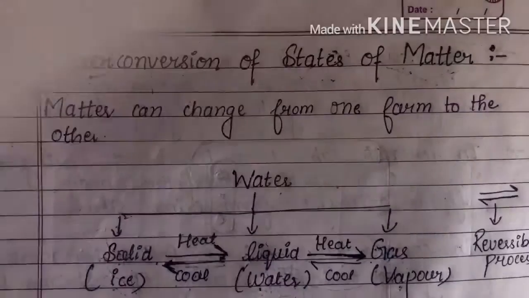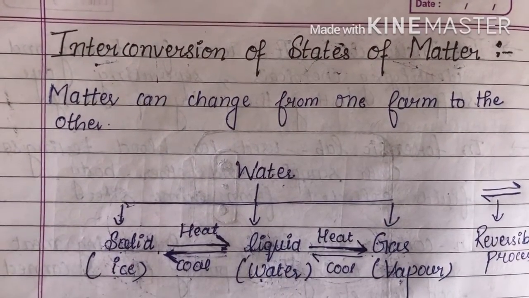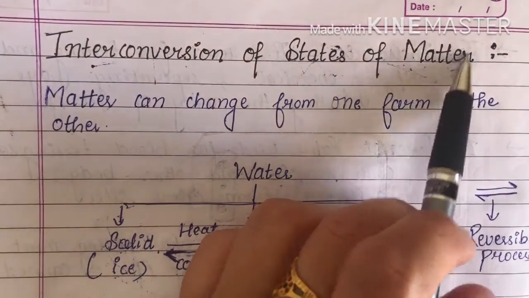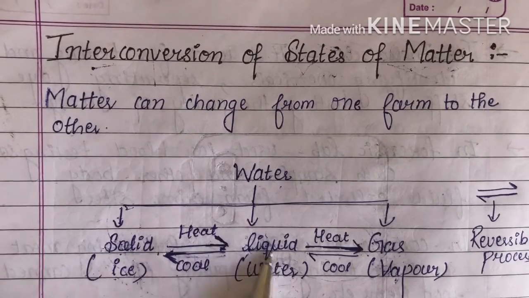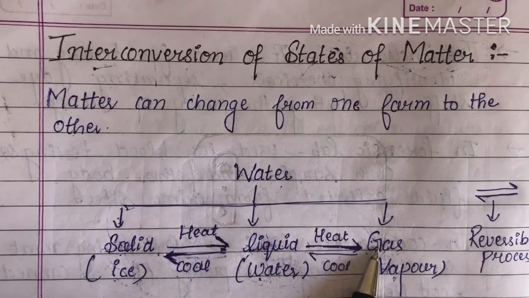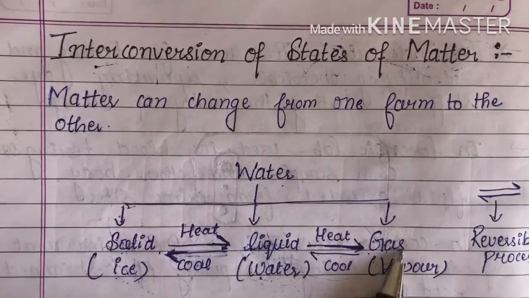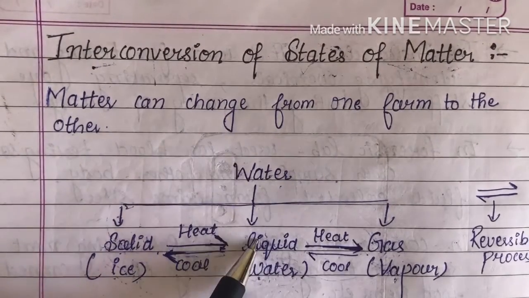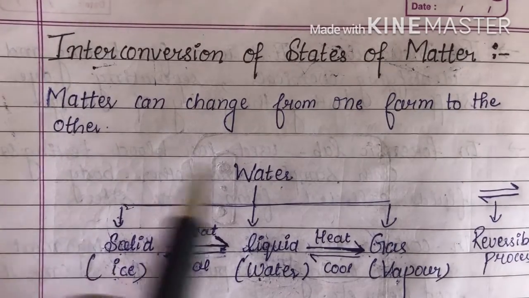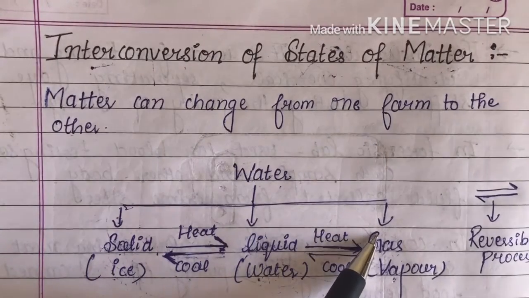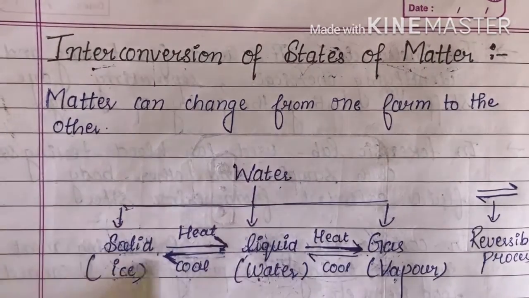Before starting it, you must know about the different states of matter, how many states of matter exist. You know very well that matter exists in three states. The first one is the solid state, the second is the liquid state, and the third is the gaseous state. Here we can take the example of water, because water exists in all three states. Water exists in the liquid state as water, in the solid state as ice, and in the gaseous state as vapor.